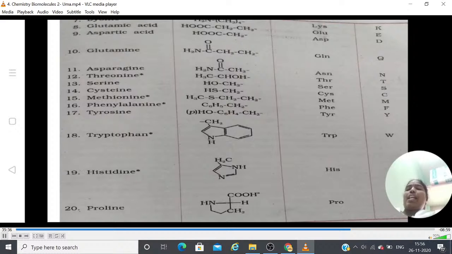Okay. Next, proline. Proline is also an amino acid. In proline, the alkyl group structure is like this. The 3 letter short form of the amino acid is PRO and the code letter is P. So these are all the amino acids.